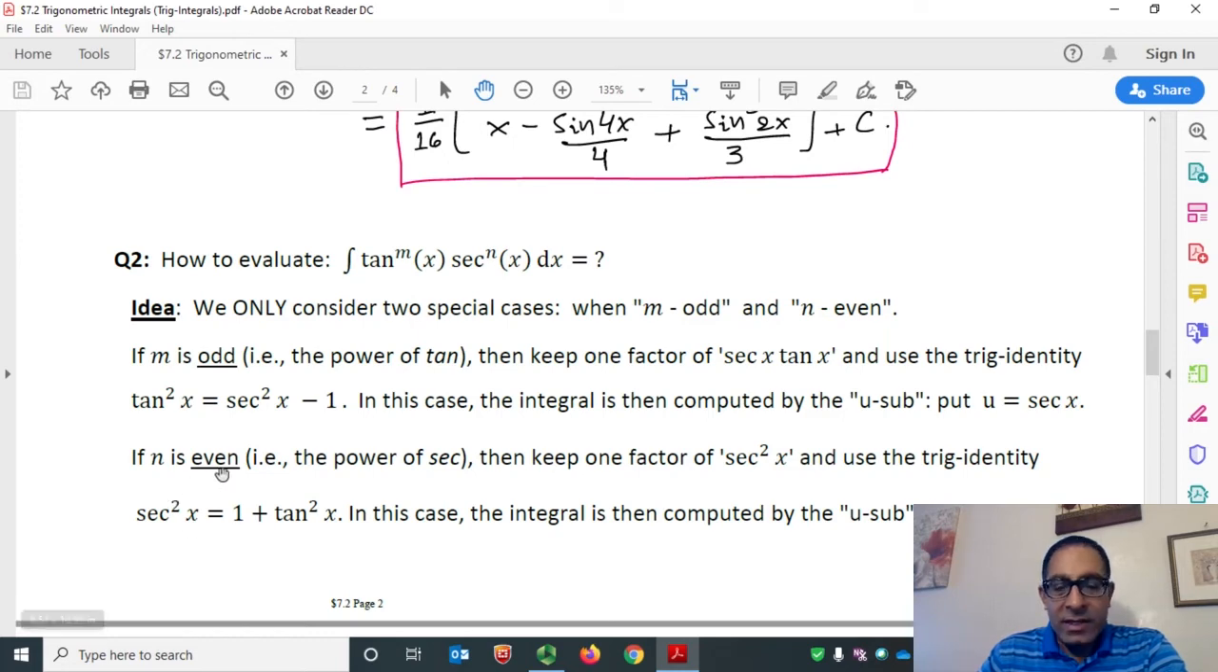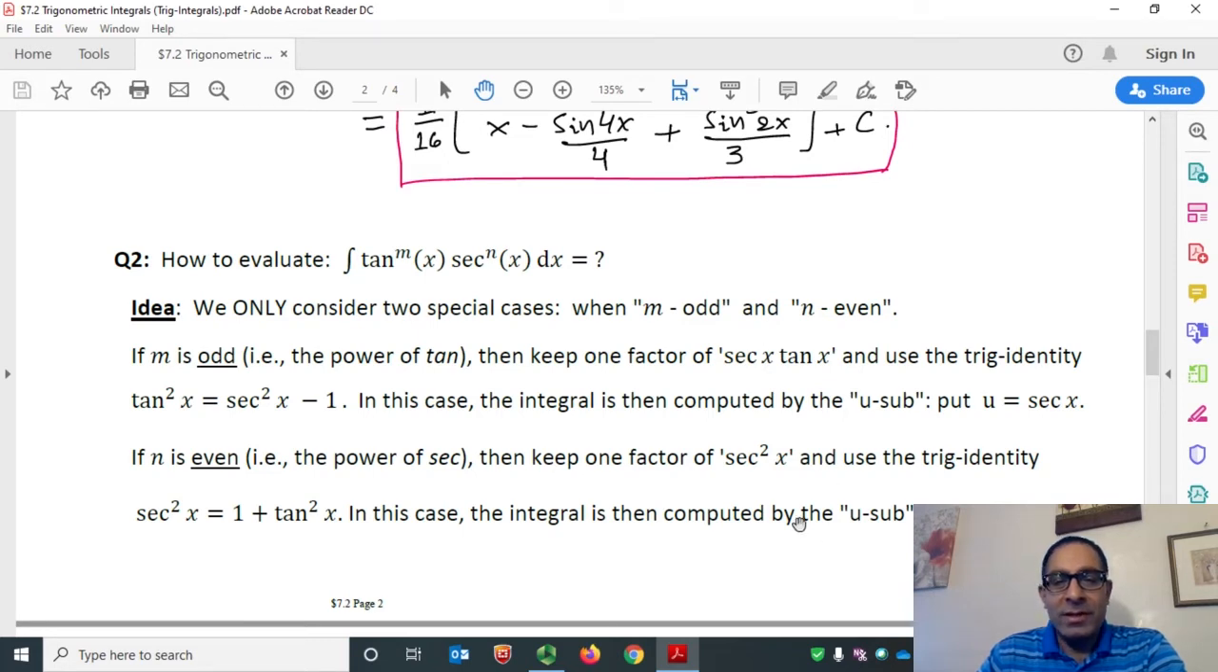Another case, if n is even, where n is the power of secant x, then keep one factor of secant squared x and use the trig identity secant squared x equals 1 plus tan squared x. In this case, the integral is then computed by u-substitution, substituting u equals tangent x.